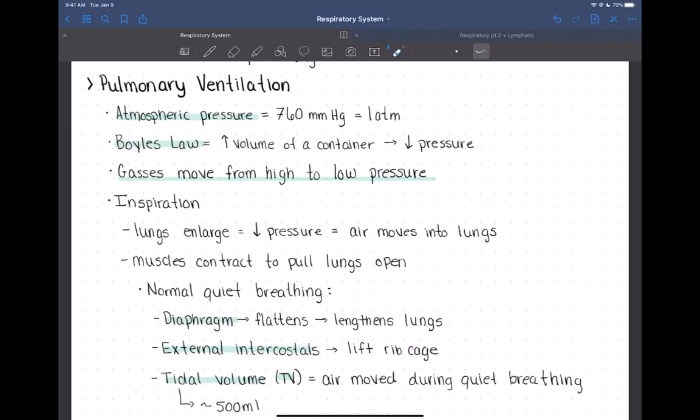Alright, so in the last video we talked about the anatomy and the histology of the respiratory system. So now we're going to start talking about some of the physiology. First, in this video, we're going to cover pulmonary ventilation. It consists of inspiration, breathing in, and expiration, breathing out. It's also going to include all of the related changes in pressure associated with inhaling and exhaling.